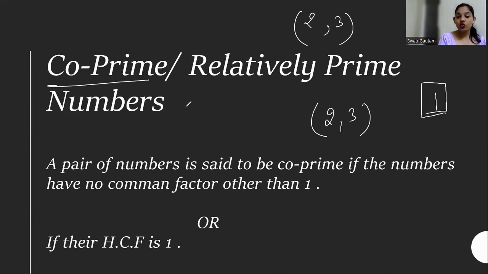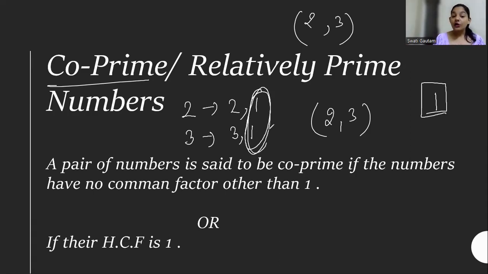Suppose 2 is a prime number which has factors 2 and 1, meaning it comes in the table of 2 and in the table of 1. And 3 comes in the table of 3 only, and in the table of 1. So which is the common one? 1 is the common factor. Is that clear? Co-prime numbers are those which have only one common factor, that is 1. Other than 1, there is no common factor. We can also say that the highest common factor of these numbers is 1.